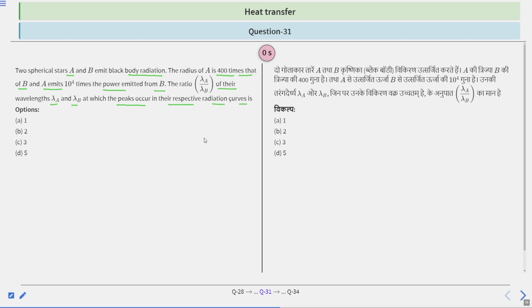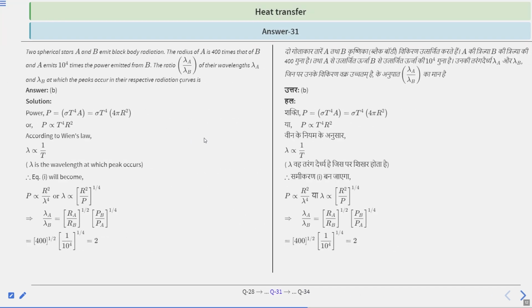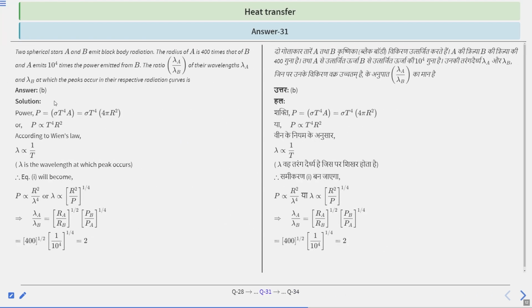Let's find a solution. So we know P equals sigma T raised to the power 4 times A, and A is 4 pi r square. Putting the area in this formula, you will get P equals sigma T raised to the power 4 times 4 pi r square, where P is directly proportional to T raised to the power 4 and r square.